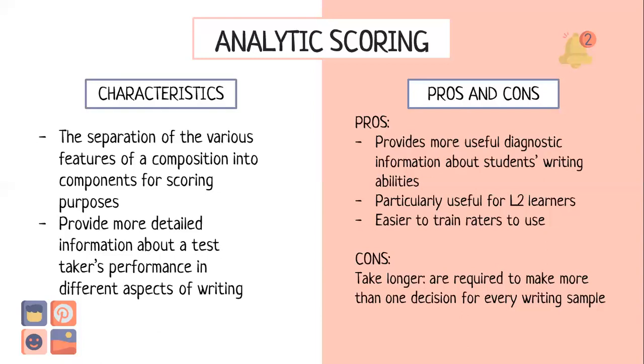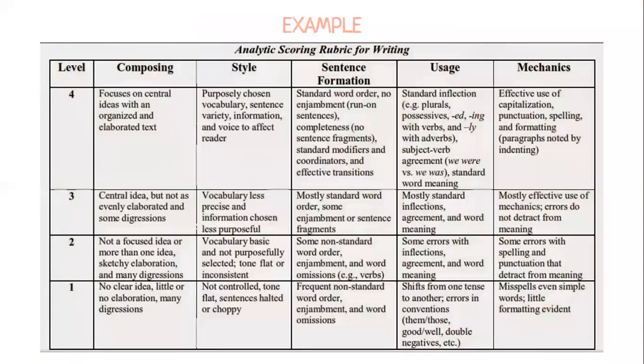It is also easier to train writers to use analytic scoring schemes, by virtue of such schemes' explicit criteria in separate components, than to train writers to use holistic rubrics. About the cons of analytic scoring: it takes longer than holistic scoring, since readers are required to make more than one decision for every writing sample.